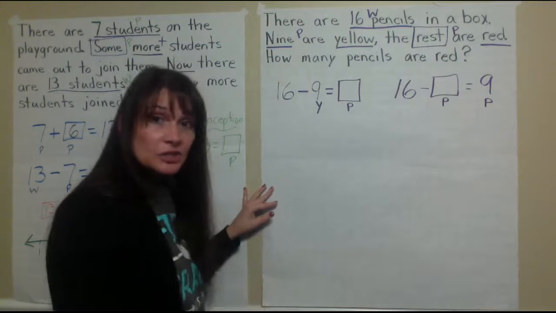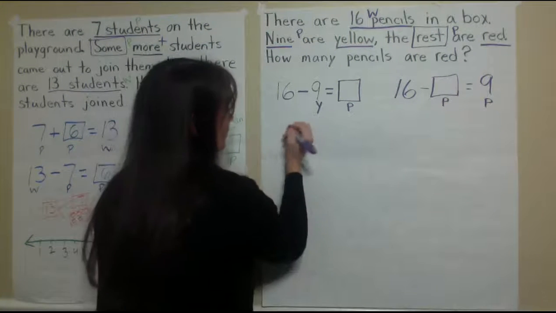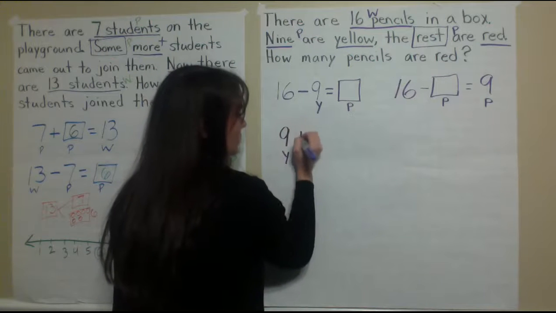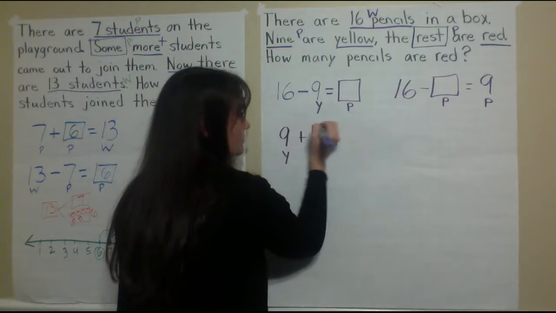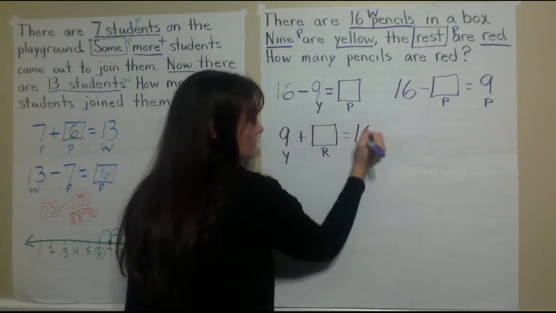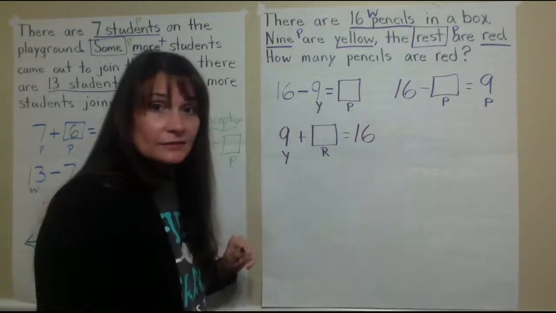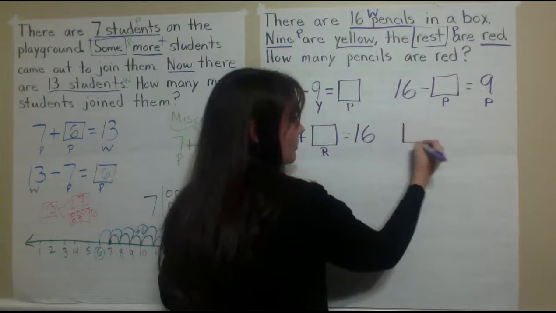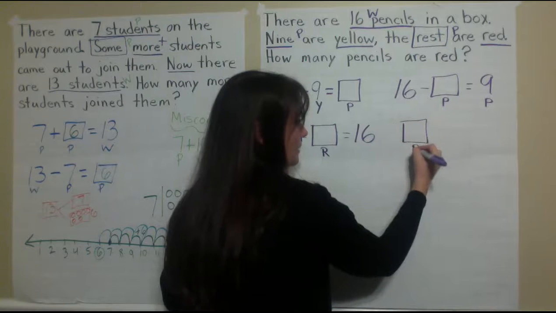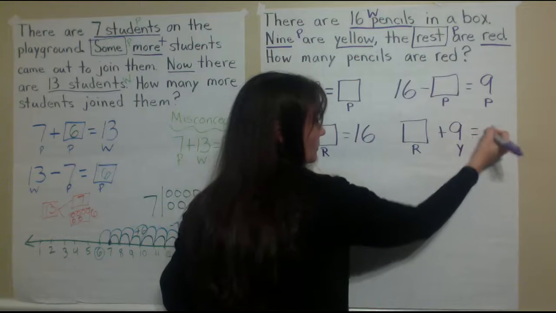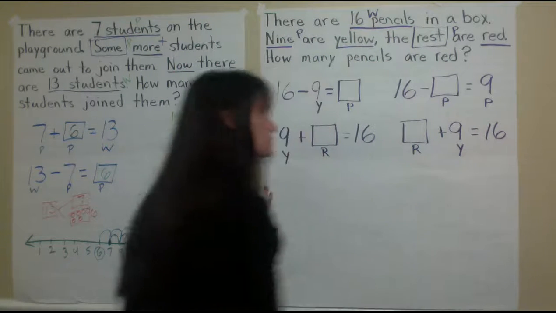Or I could use addition. I could think, well, there are 9 that are yellow plus the part I don't know that are red equals 16. I could also say that the part I don't know, which is red, plus the 9 yellow will leave me with 16.